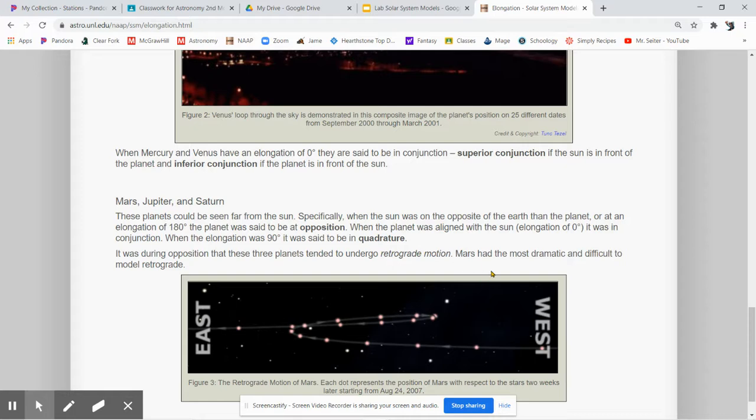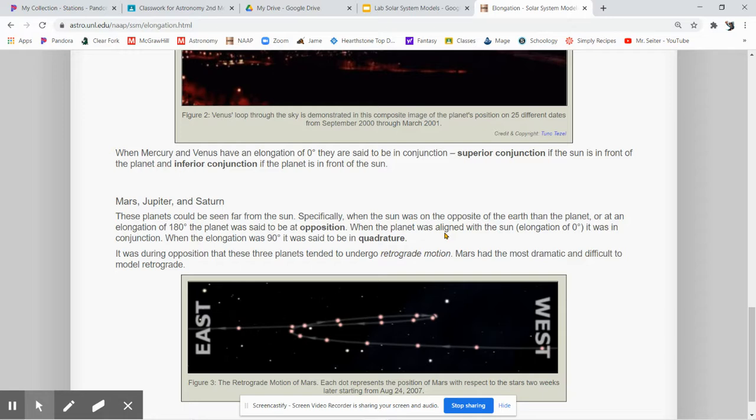Those planets could be seen far from the sun, specifically when the sun was on the opposite side of the earth from the planet, or at an elongation of 180 degrees. The planet was said to be in opposition. When the planet was aligned with the sun, elongation of 0, it was in conjunction. When the elongation was 90 degrees, it was said to be in quadrature. Quadrature because it was 90 degrees, and 180. Those are 4 parts of that circle.